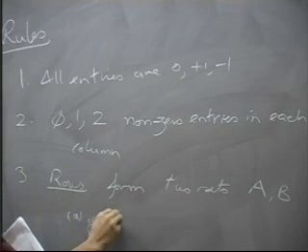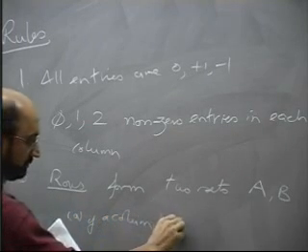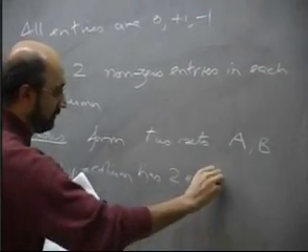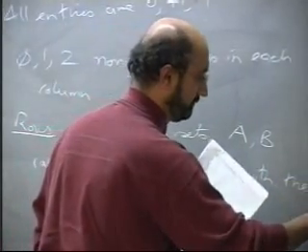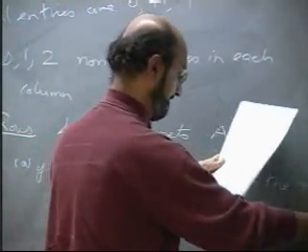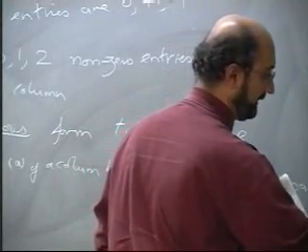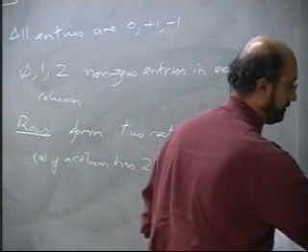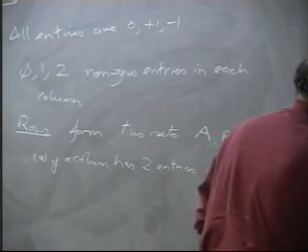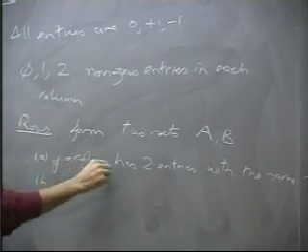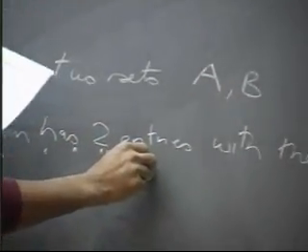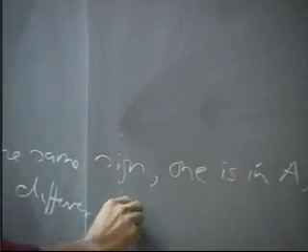If a column has two entries with the same sign, one is in A, the other in B. And if a column has two entries with different signs, that means plus or minus 1, both are in A or both in B.